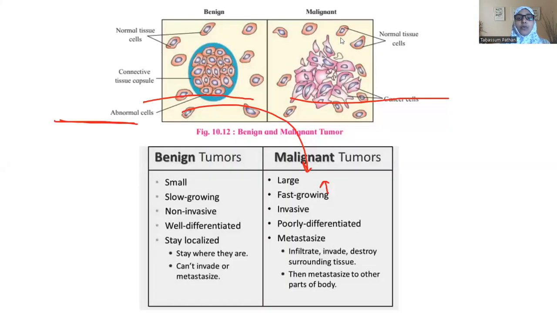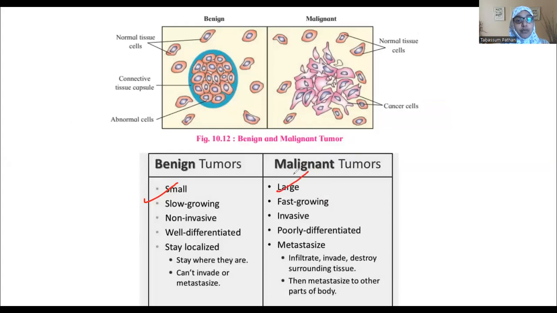Two major types of tumors are benign and malignant. Benign tumors are usually small, whereas malignant are larger tumors. Benign ones are slow growing and malignant ones are fast growing. Benign will not spread from one region to another. So if a tumor is in the hand, let's say, it will not spread to other areas if it is benign. If it is malignant, it can spread from one place to another.